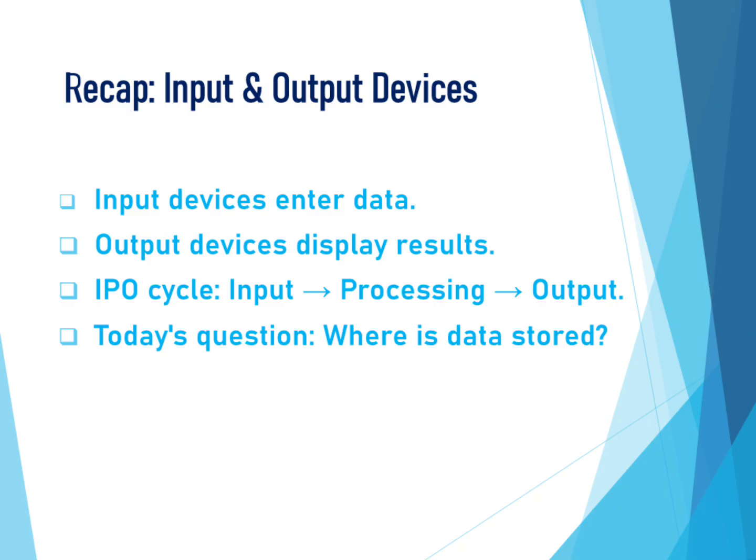Let's quickly revise what we learned in the previous lesson. Input devices are hardware that allow us to enter data into a computer. Examples include the keyboard, mouse, microphone, scanner, and webcam. Output devices display the processed information. Examples are monitor, printer, speaker, and projector. Remember the IPO cycle. First, we give input, the computer then processes the data, finally, it gives us the output.